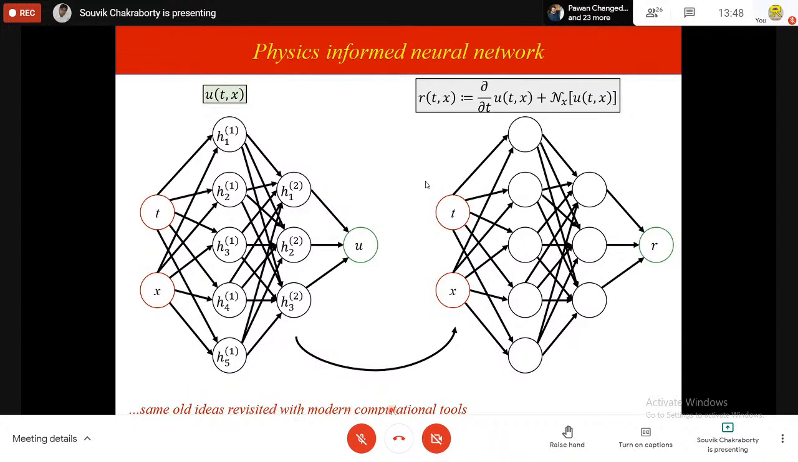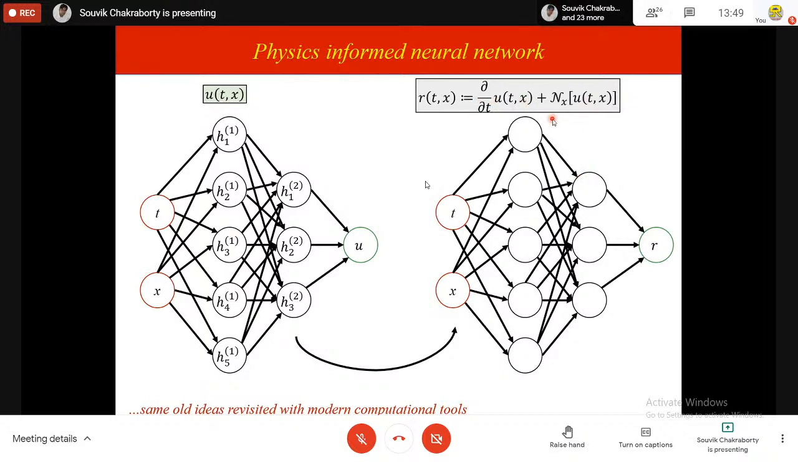So anyways, let me define the problem. You see here, del t of u plus some nonlinear function of u is equal to 0. Let us say this is my differential equation. And the question I'm asking here is, how can I use neural network to solve this differential equation?